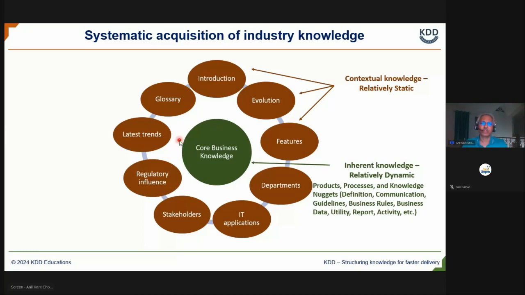For example, introduction, what this industry is about, how the industry evolved, what are the main features of that industry, like that. Some of these stuff, regulatory, the trends, the glossaries, each industry will have certain glossaries, certain terms which they use, right? If we are saying savings account, it has a certain meaning.